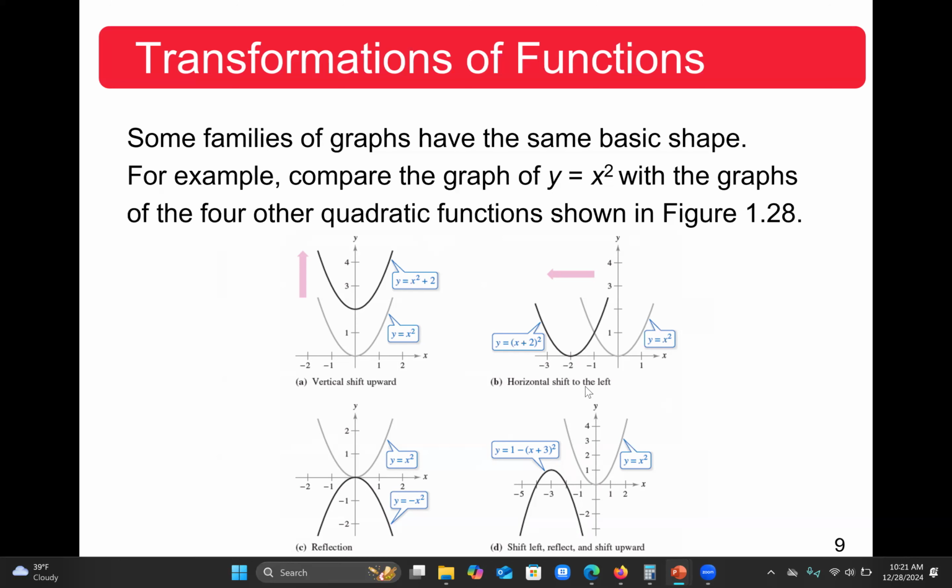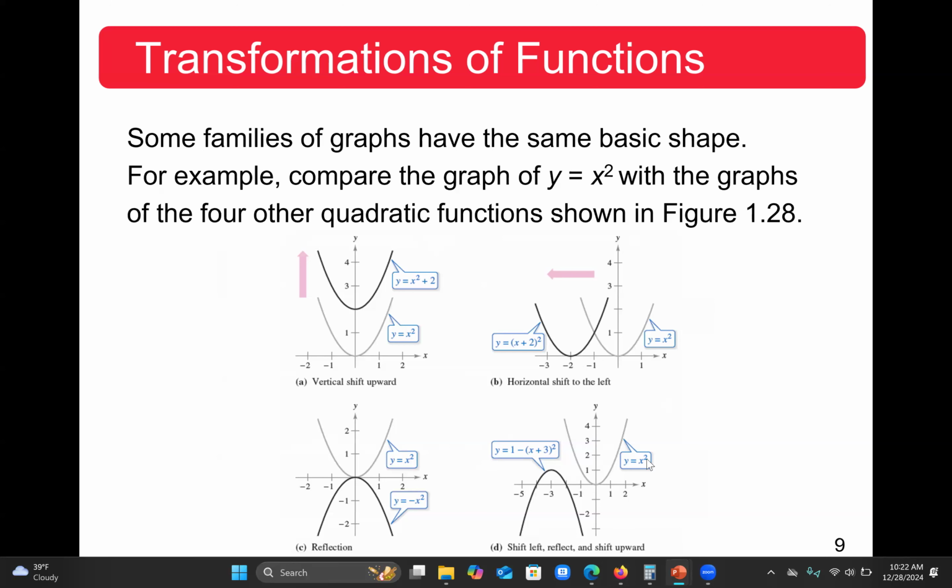Now here we have a function y equal to x squared again. But this time we say y equal to x plus 2 all squared. We square everything. Here we still have y equal to x squared plus 2, so it shifts upward. Now here we have x plus 2 all squared, so this will shift to the left twice. And so this is transformation of a function.